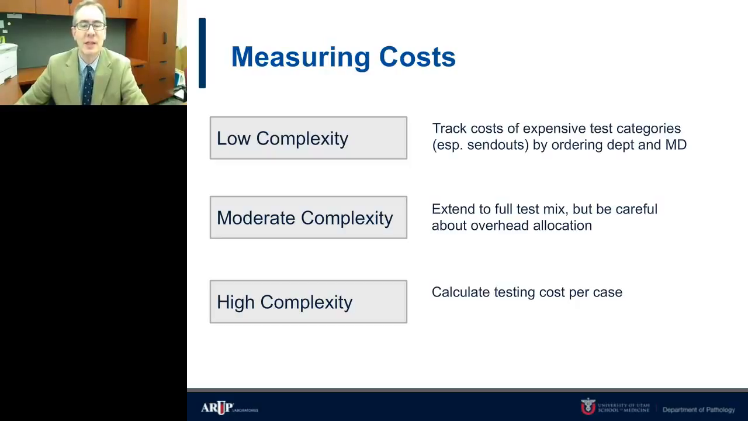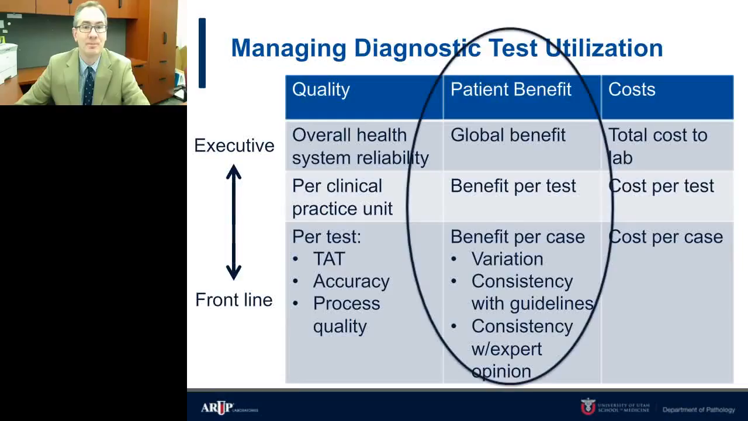A little less low-hanging fruit would be to cost out your entire test mix. Again, don't start with a charge master. Don't start with third-party fee schedules. It really needs to be done ground up. And then in the long run, it'll be really great if we can estimate our diagnostic testing costs per case for different types of diseases. But that does take a lot of work.